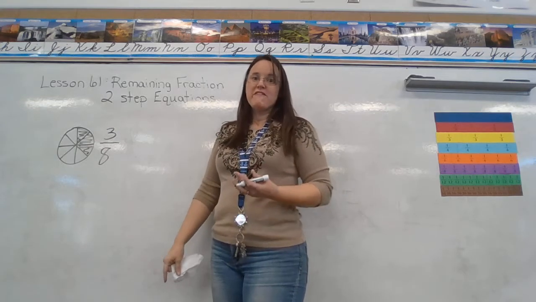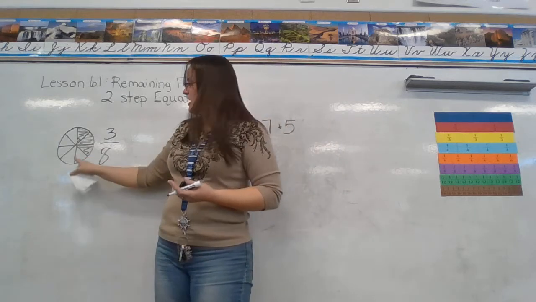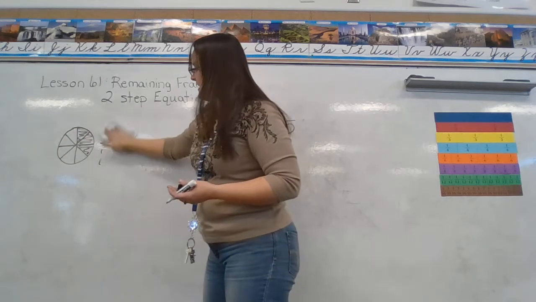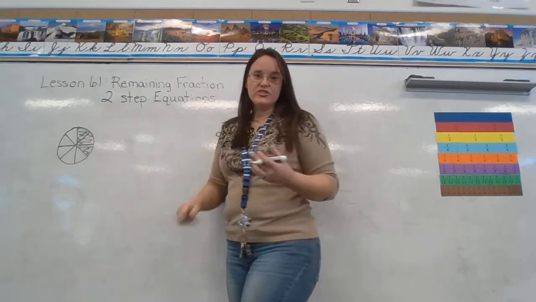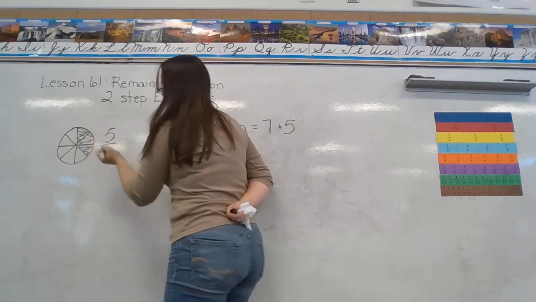So there should be 5 that aren't colored in, and then we can count that to double check. 1, 2, 3, 4, 5, exactly. So the unshaded portion of this circle is 5/8.